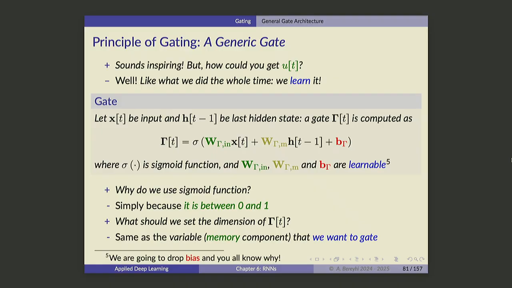So we're going to see LSTM and GRU, and then you get how you can do that in practice. But is everybody okay with this gate module?